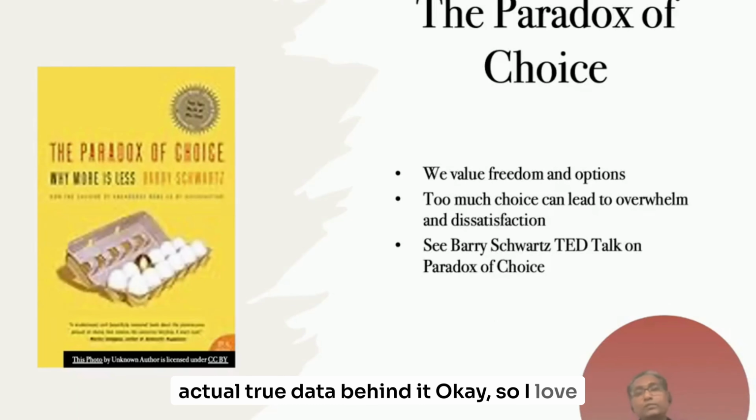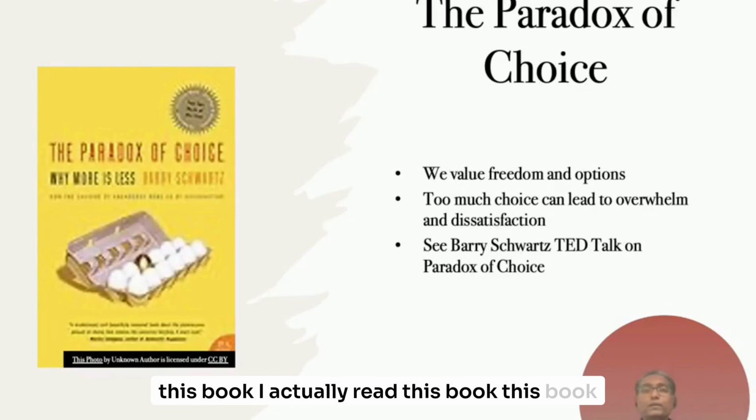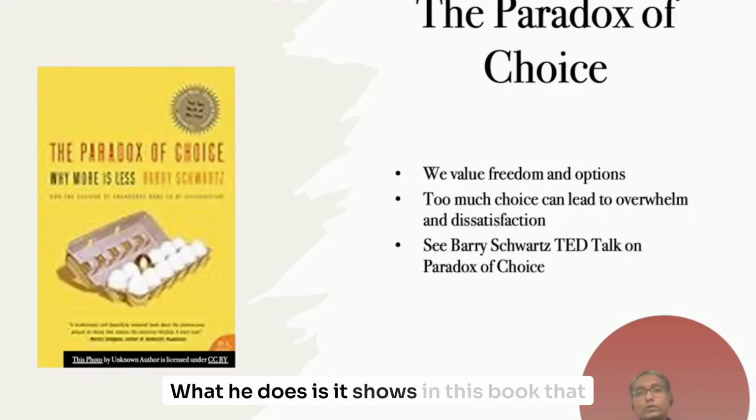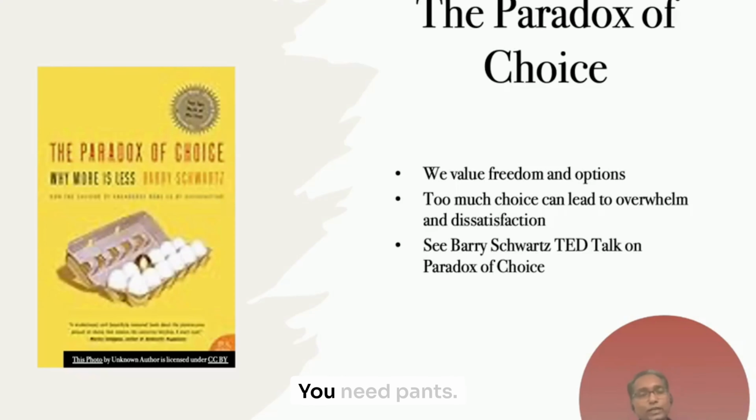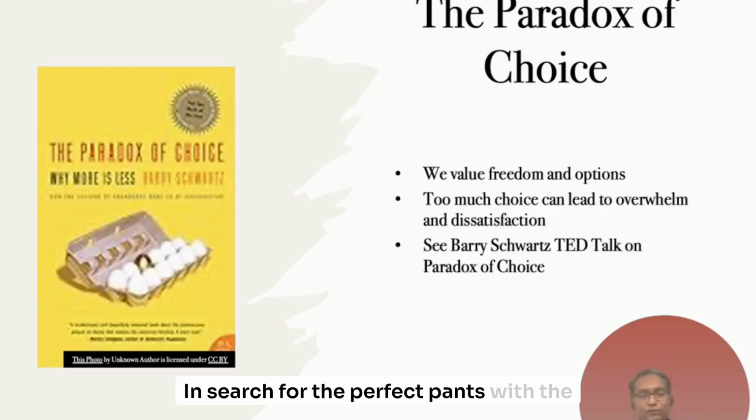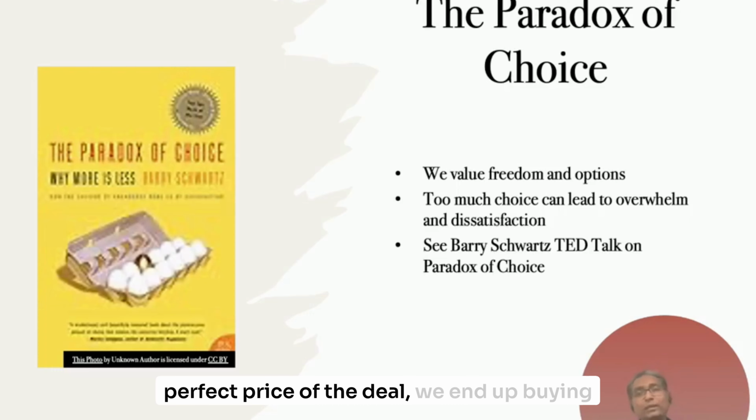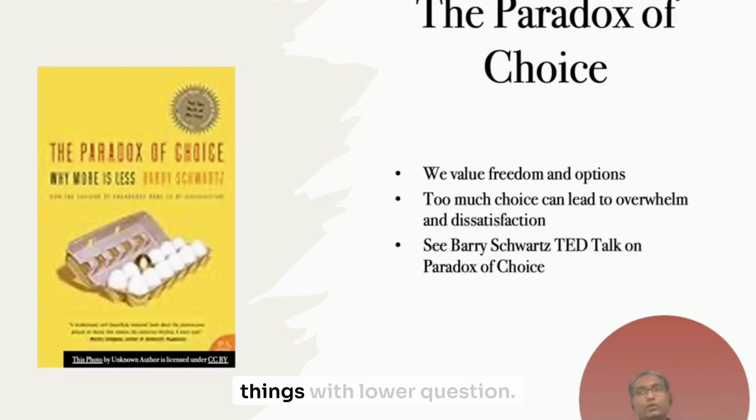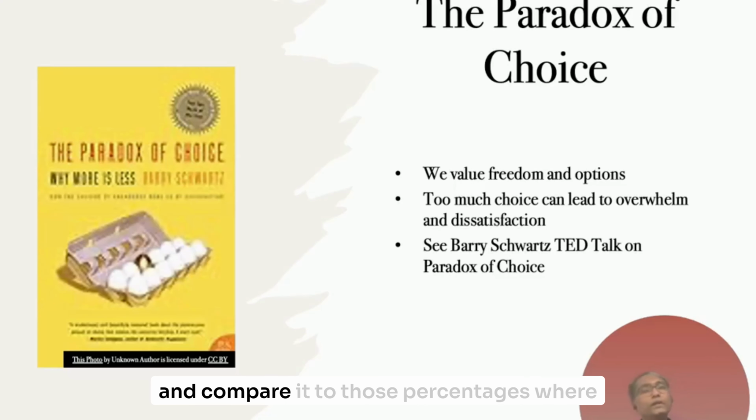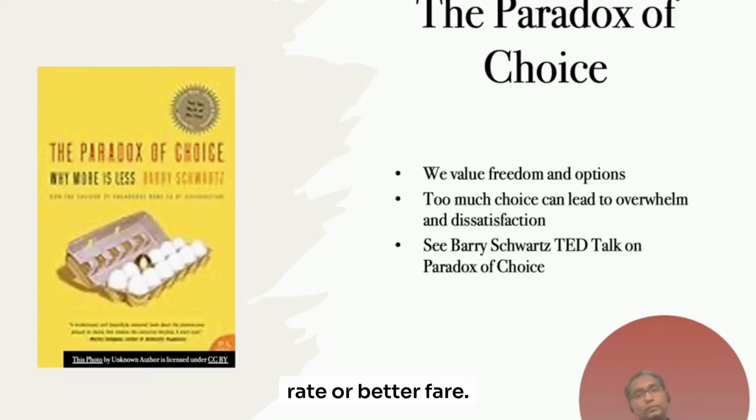Okay, so I love this book. I actually read this book. This book is called The Paradox of Choice, by Barry Schwartz. He shows in this book that more options can actually reduce your happiness. Just think of it. You need pants. You don't need the perfect pants. In search of the perfect pants with the perfect price and deal, we end up buying things we later question, comparing them to those purchases where others would have bought it at a better rate or better fare.